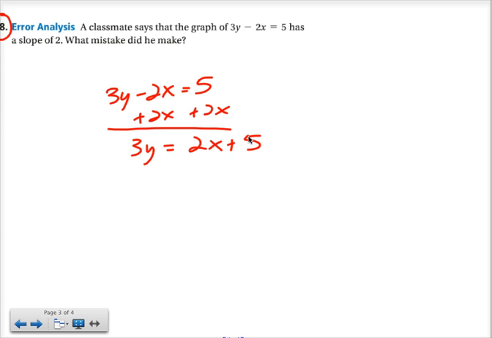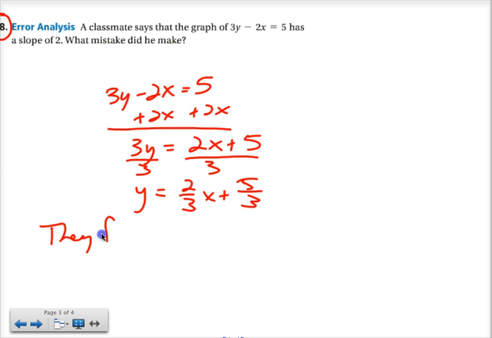And right now we can see exactly what they did. They did not divide by 3. I mean, that's the only reason they could possibly think that a 2 is the slope there. So they forgot to solve for y by dividing by 3. And that's what we need to write down. They forgot to divide by 3. As that one step before it, we can see where they'd have that slope of 2.